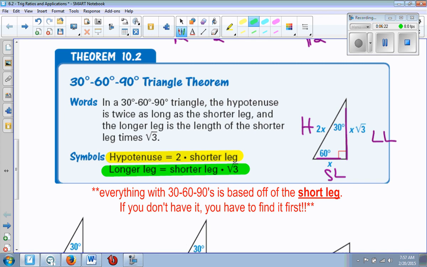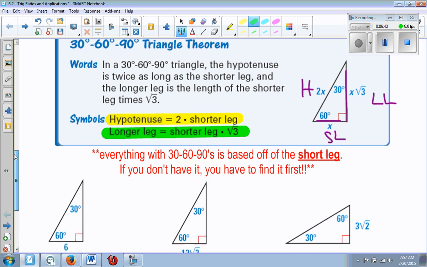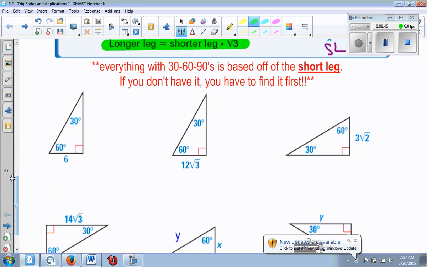Just like the previous examples, if you want to go backwards, it's division instead of multiplication. So if you're given the hypotenuse and you want to go to the short leg, we wouldn't multiply by 2, we would divide by 2 in that case. If you want to find the short leg and you know the long leg, we would divide by root 3, not multiply by root 3. So similar concepts, just different numbers we're using with these triangles.